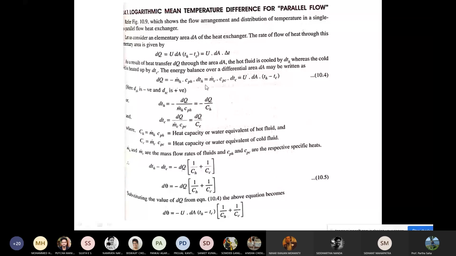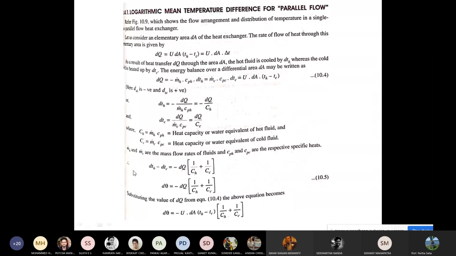So dTh, you can rearrange this term, can be given by minus dq by m dot h Cph, which is nothing but minus dq by Ch, where Ch is the heat capacity, given by m dot h Cph. It is the water equivalent of the hot fluid. Similarly, dTc is given by dq by m dot c Cpc, or equal to dq by Cc. Here Cc is m dot c Cpc, the heat capacity or water equivalent of the cold fluid. Now m dot h and m dot c are the mass flow rates of the fluids, and Cph and Cpc are the specific heats. You can take these two equations and subtract the second from the first, and then it becomes dTh minus dTc equal to minus dq (1 by Ch plus 1 by Cc).